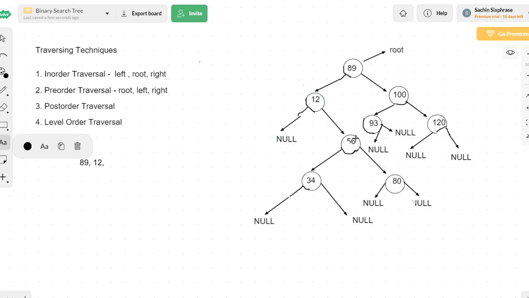When we go to the right, that is 56, again the importance is given to the root, which means 56 will be printed now. And after printing the root, we then have to move to the left as we mentioned here. What's the left of 56? The left of 56 is 34.